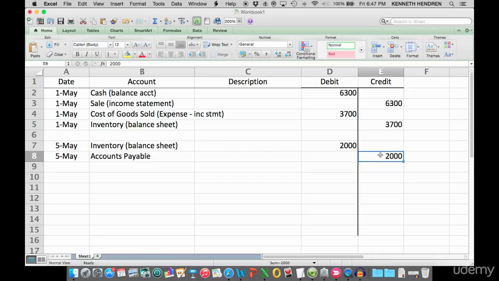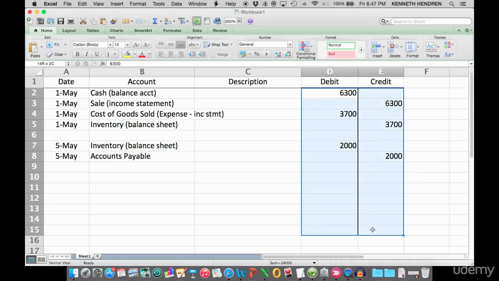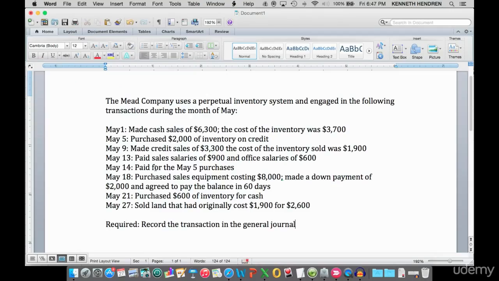And so liabilities are increased with a credit. Assets are increased with a debit. So we have increased our asset and we have increased our liability. Okay? Go ahead and dollar sign that. Alright, the next one.